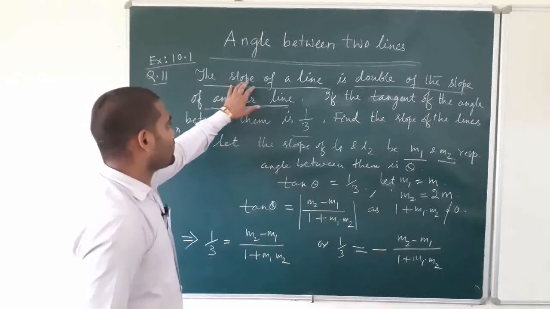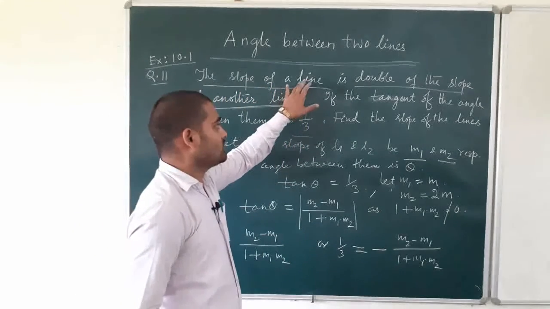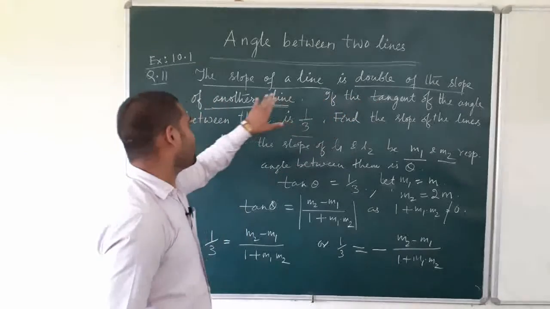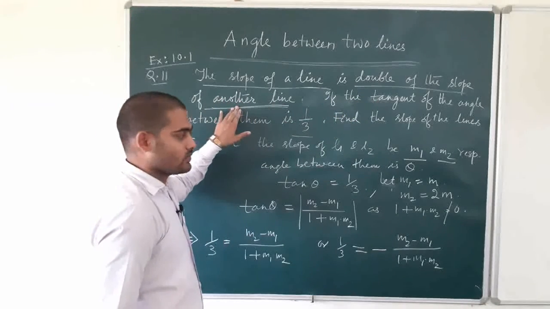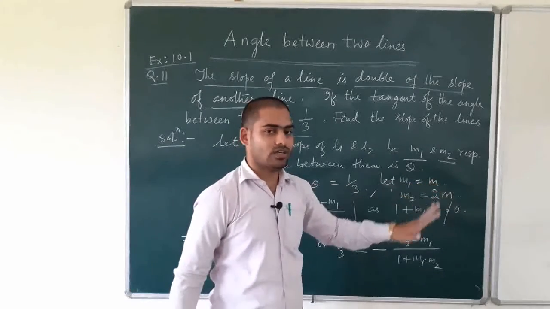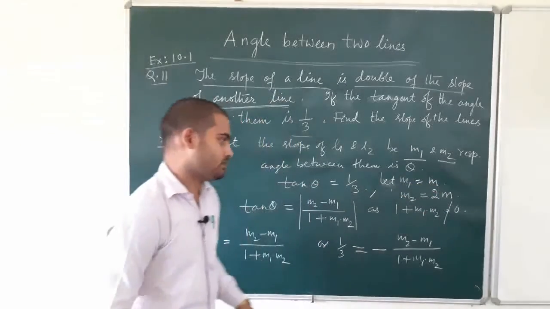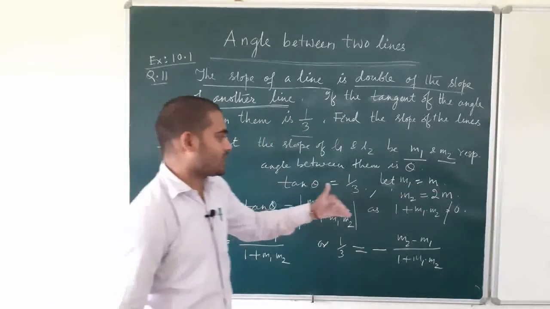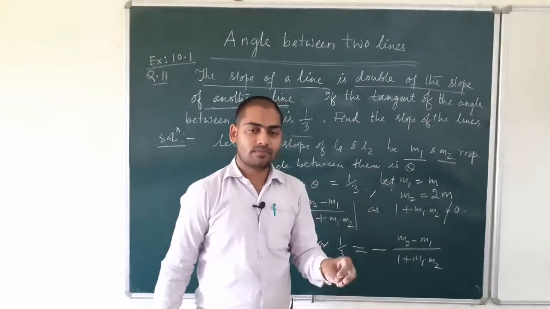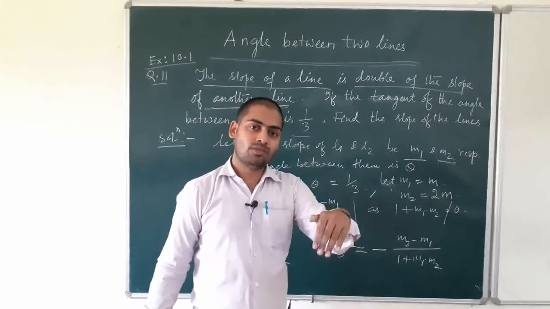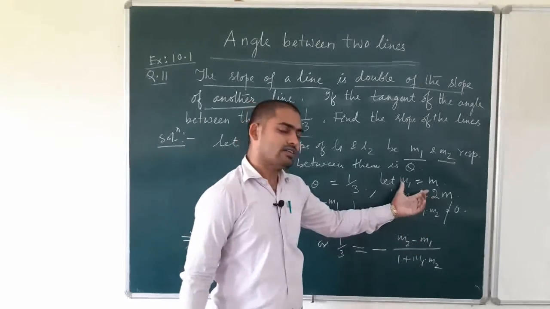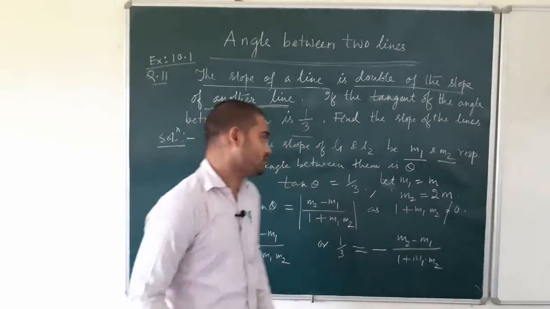Okay, the slope of a line is double the slope of another line. If one is M, then the other will be 2M. Or you may take it like this: M2 is M, then M1 will be 2M. Okay? You may write it this way or this way.